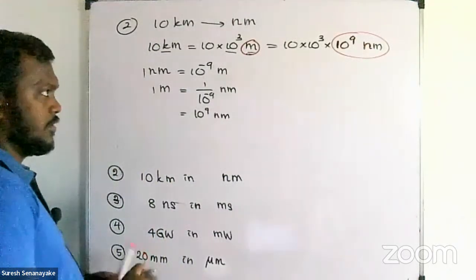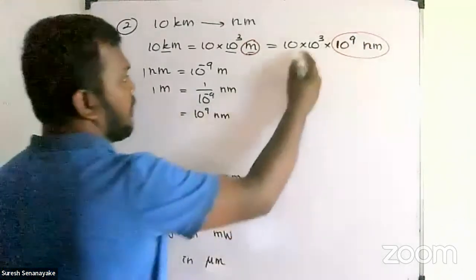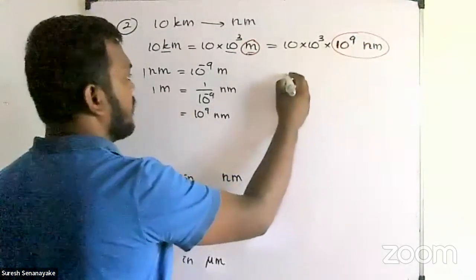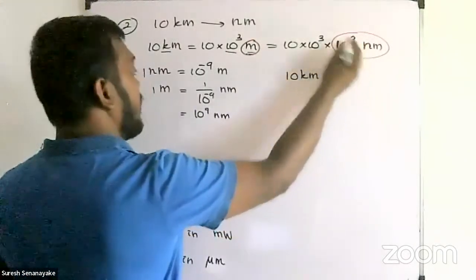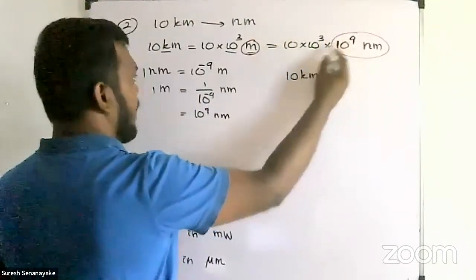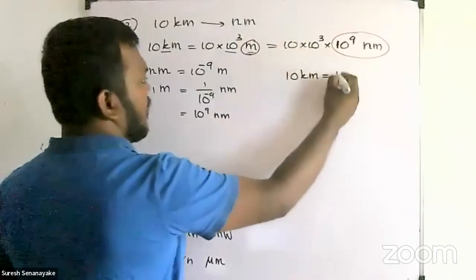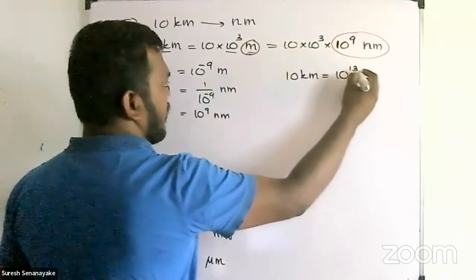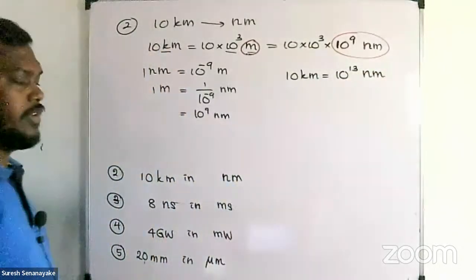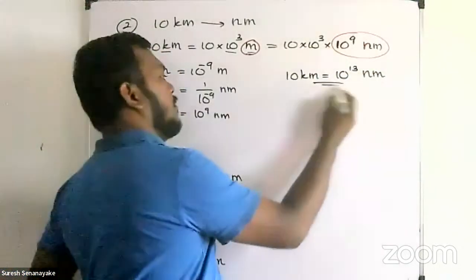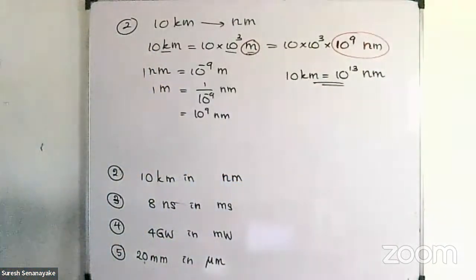So then by simplifying all this, you can write that 10 kilometers is equal to 10 to the 9 times 10 to the 3, that's 12, and this 10 also 1, that's 10 to the 13 nanometers. That's how we convert 10 kilometers into nanometers.